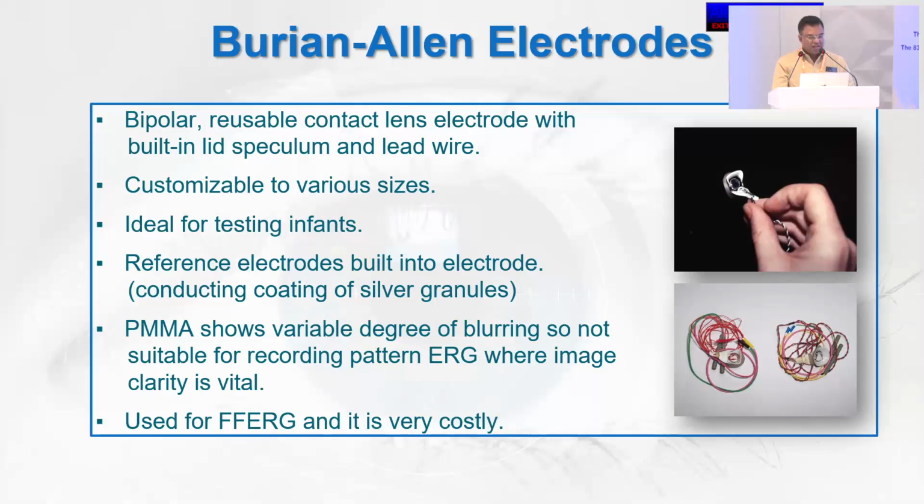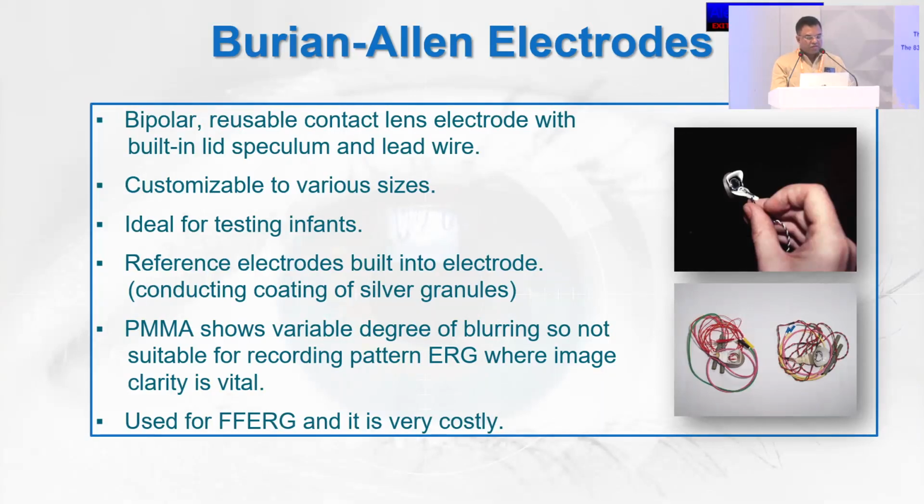The second variety is the Burian Allen electrode. These are bipolar, reusable contact lens electrodes with a built-in speculum and lead wire. It is customizable to various sizes, ideal for testing infants. The reference electrodes are built into the electrodes. The PMMA shows a variable degree of blurring, so it is not suitable for recording pattern ERG, where image clarity is vital.